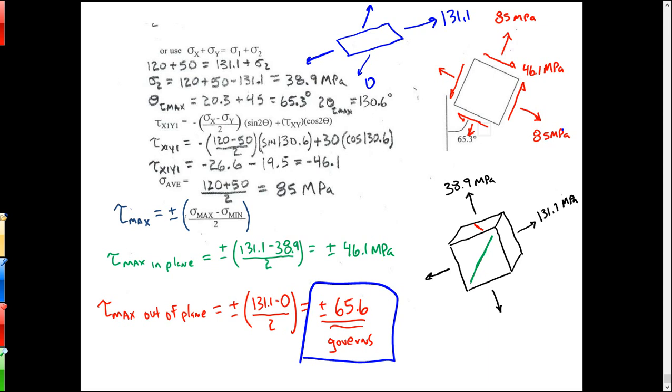Any questions on that then? Yeah, right. If the principal stresses actually have the same sign, so if they're both in tension or both in compression, the out of plane shear will govern. If the principal stresses have different signs, the in plane shear will govern. That's basically how that works. And it has to do with kind of the minus and negative effect.